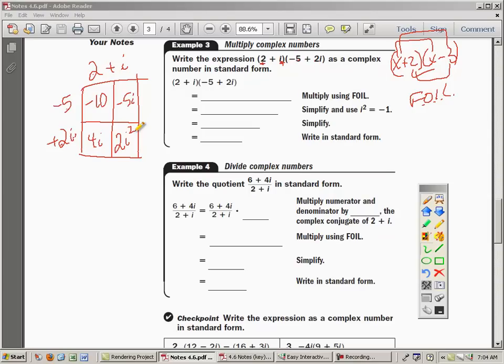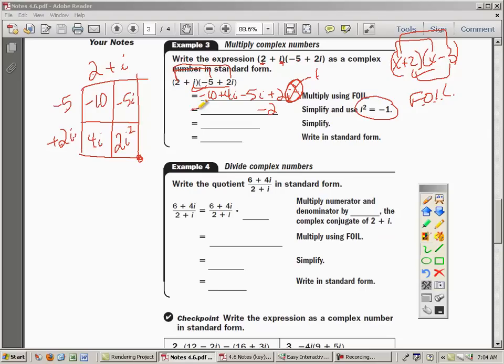Now, again, if you don't like that, just do 2 times negative 5 is negative 10. 2 times 2i is 4i, i times negative 5 is negative 5i, and then i times 2i becomes 2i squared. And you notice that we got all the same entries from our table when we use the Punnett squares as when we FOIL. Now we just have to combine like terms and do some simplifying here. Remember, i squared is negative 1. So this i squared right here is the same thing as negative 1. So what is 2 times negative 1? Well, that's negative 2.